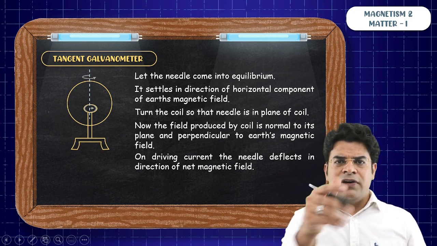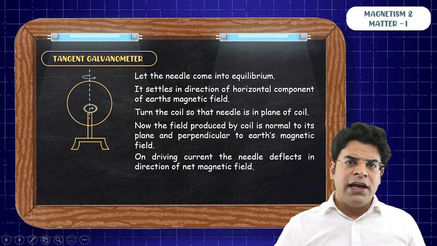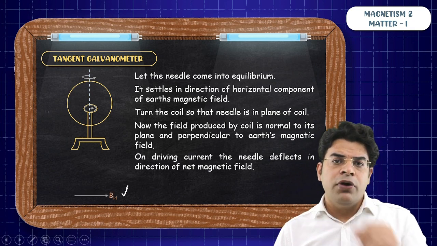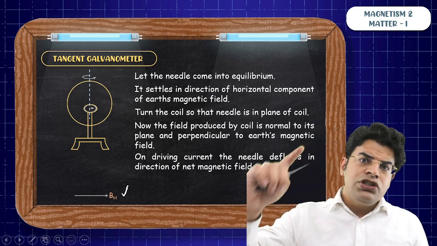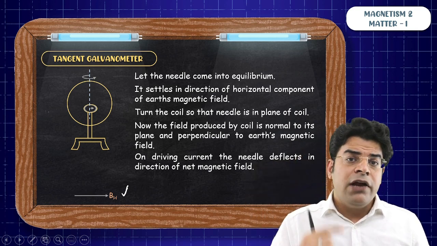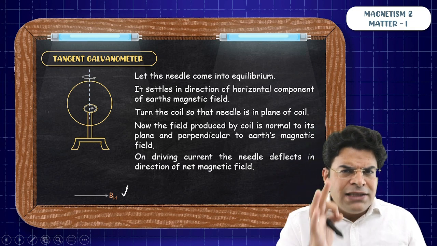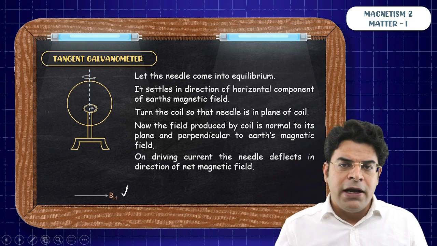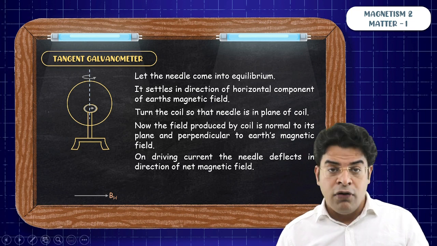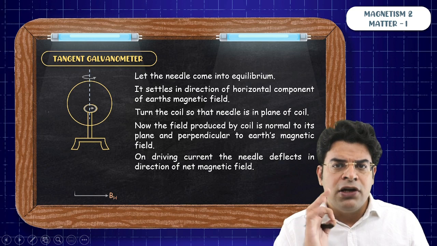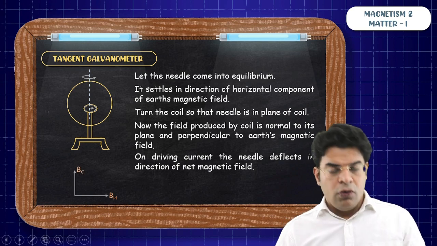So let's say first the needle sets in a particular direction, and that direction will be the direction of the horizontal component of Earth's magnetic field. Once you drive the current in the coil, it will produce a magnetic field perpendicular to the plane of the coil. Hence, it will produce a magnetic field perpendicular to the horizontal component of Earth's magnetic field. And let's say this magnetic field produced by the coil is the magnetic field due to the coil.